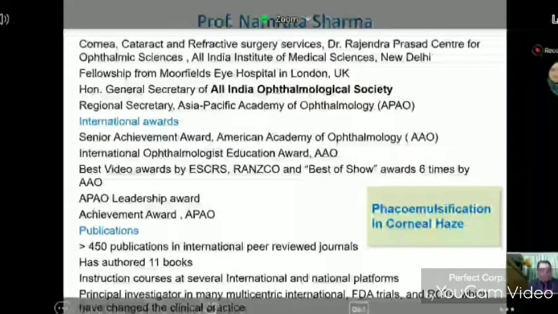He completed his fellowship from the Moorfields Eye Hospital, London, United Kingdom. He is the Honorary General Secretary, what I have already told, All India Ophthalmological Society. He is the Regional Secretary of Asia Pacific Academy of Ophthalmology. He has received a lot of international awards, among few I am telling.